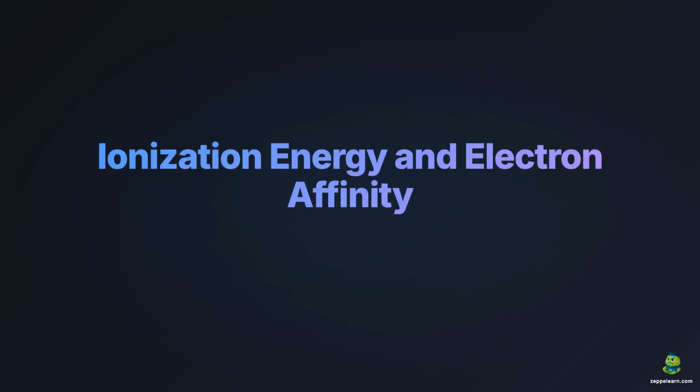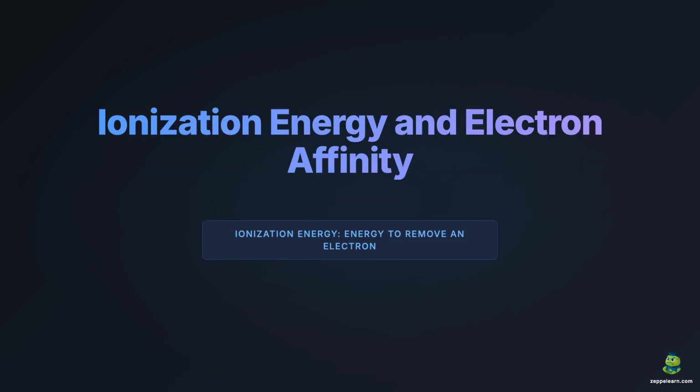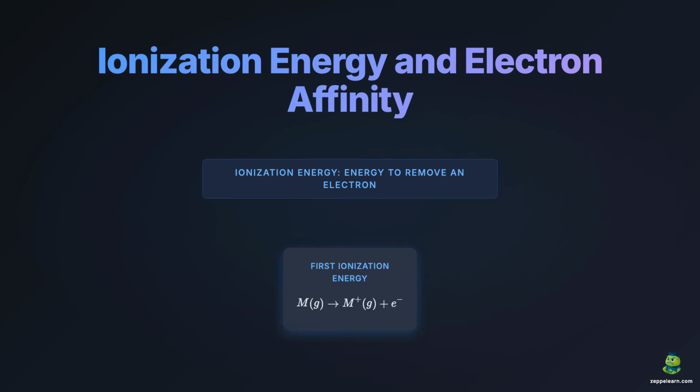Now let's examine ionization energy and electron affinity, two properties that describe how easily atoms gain or lose electrons. Ionization energy is the energy required to remove an electron from a gaseous atom. It increases across periods and decreases down groups. The first ionization energy equation shows an atom losing one electron to form a positive ion plus the removed electron.